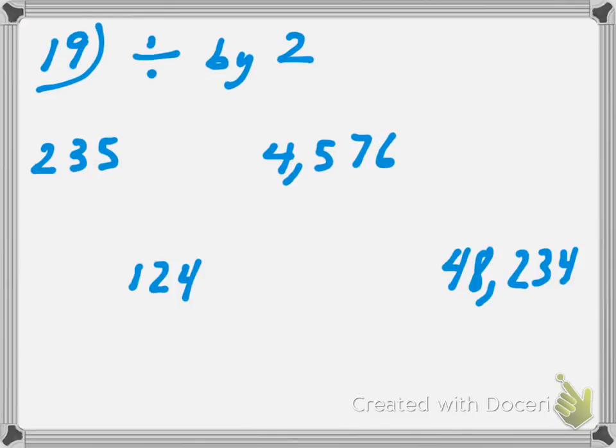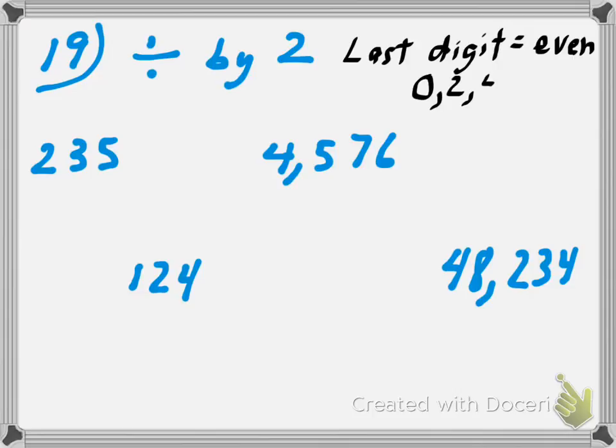When we do 19, we want to know divisibility by 2. This is another last digit. And this one, the last digit must be even, meaning it must be a 0, a 2, a 4, a 6, or an 8. So this first one, 235, ends with a 5. Only have to look at that last digit. So since 5 is not even, the number is not divisible by 2.